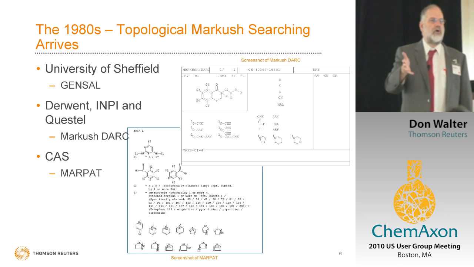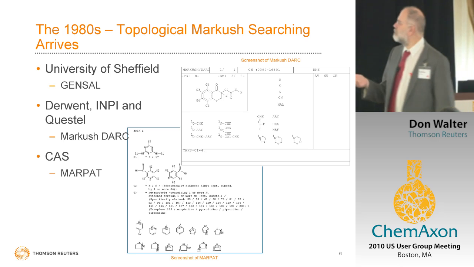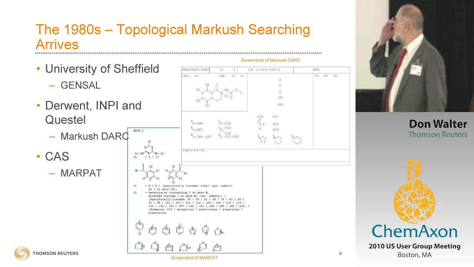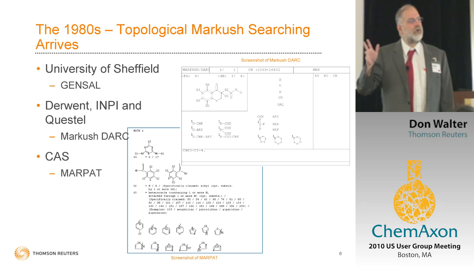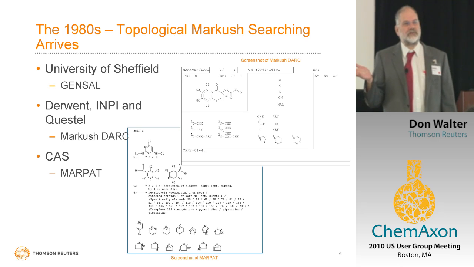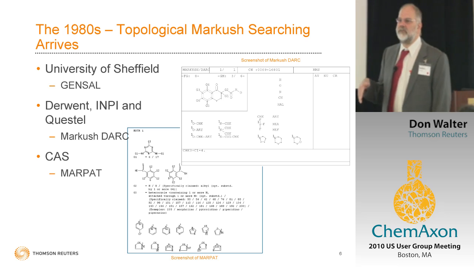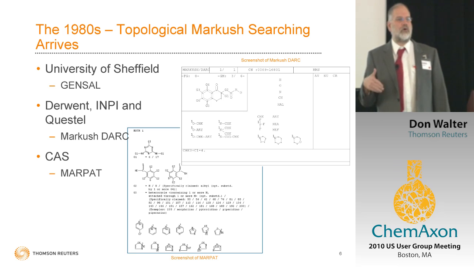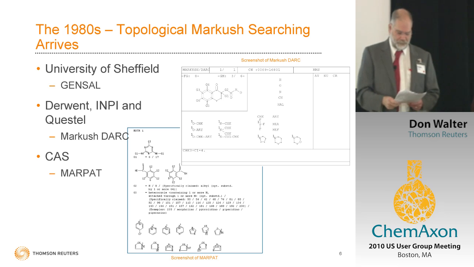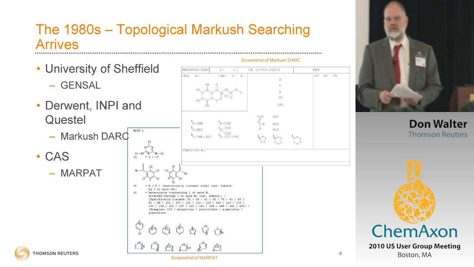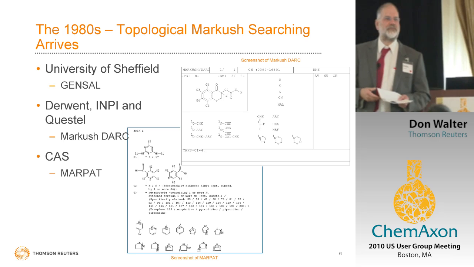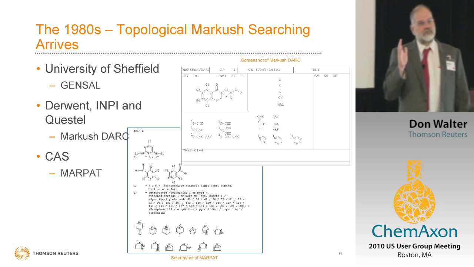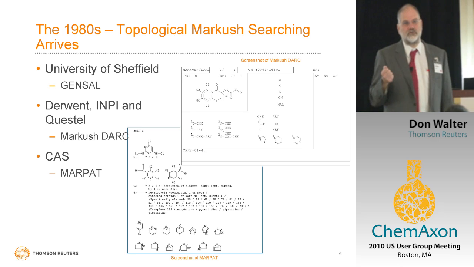Derwent, which is now part of Thomson Reuters, is the part of the company that hired me. Derwent worked with two other partners, INPI, the French Patent Office, and Questel, in order to develop the system which originally was called Markush Dark, and is now called the Merged Markush Service. And it allowed you to, in a modern sort of way for the first time, draw a chemical structure and then find structures in the database which match what you're looking for.